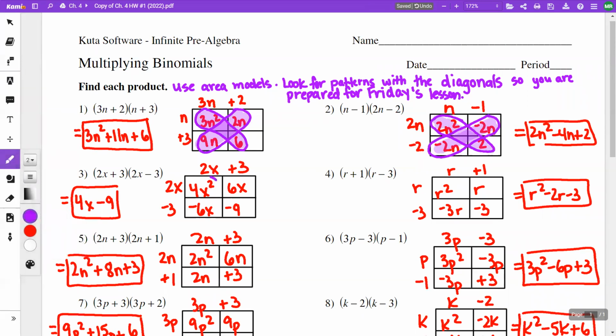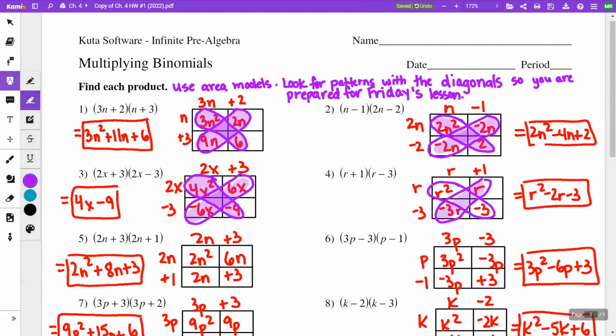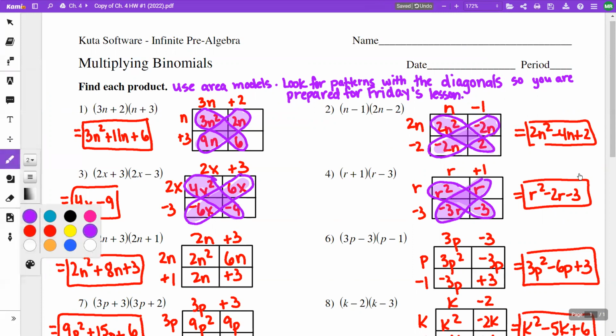And same with all of these: 4x squared and a negative 9, and a negative 6x and a positive 6x. What do they have in common? And let's look at one more here. What does an r squared times a negative 3 and a negative 3r times r have in common? I kind of gave it away when I said times, because what you'll notice is if I multiply the diagonals, they're going to be the same.